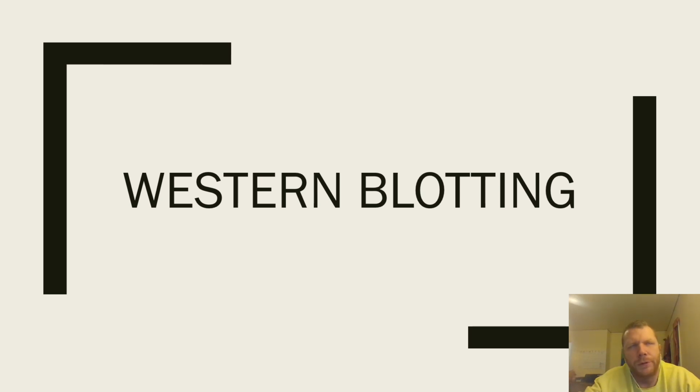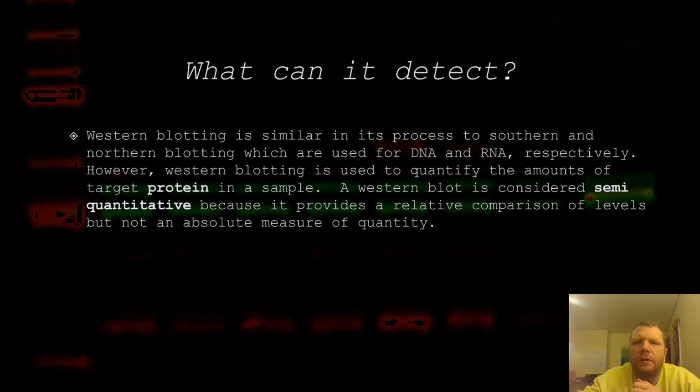Western blotting. So we went from the north, now we're going to the west. Western blotting is similar in its process to Southern and Northern blotting, which are used for DNA and RNA respectively. However, Western blotting is used to quantify the amounts of target protein in a sample.